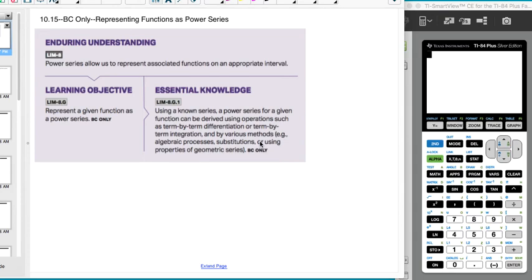All right, this is AP BC Calculus. We're doing a BC only section. This is Unit 10, Section 15. We are representing functions as power series. So this is basically more of that sine, cosine, e to the x Maclaurin stuff.